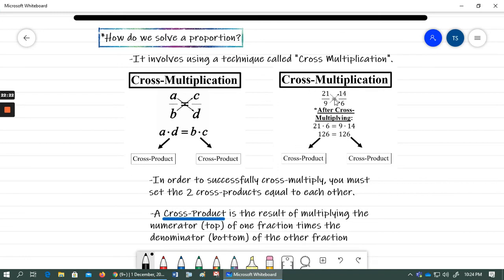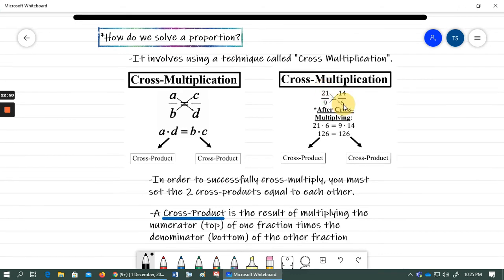Okay, so again, folks, if we were using actual numbers in a proportion, this is a proportion because it has two ratios that are equal to each other. If you were going to use cross multiplication, you would multiply the top of this fraction times the bottom of the other fraction. That's 21 times 6, and that gives you a cross product of 126.